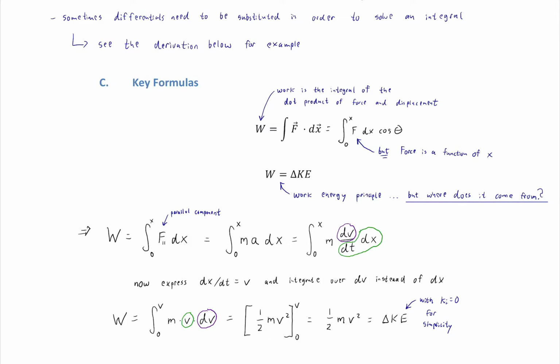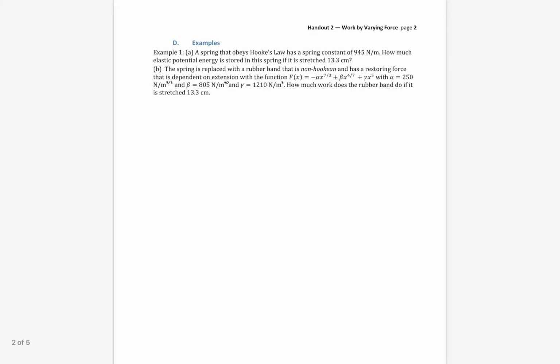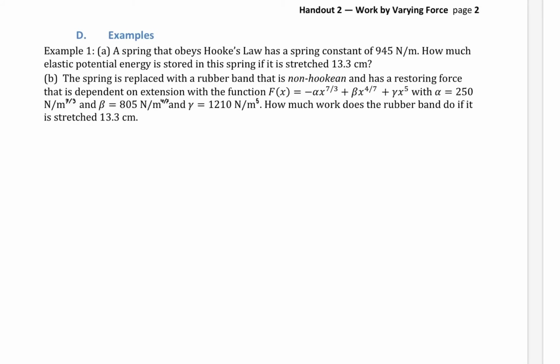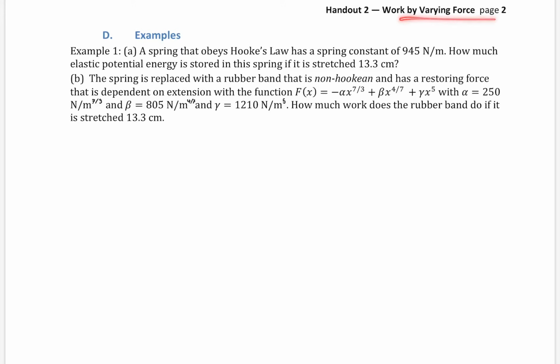Well, let's move on to the examples, finally. So two examples today, both about the topic of varying work. One is a 1D problem, and the second one is a 3-dimensional problem. First, our 1D problem. A spring that obeys Hooke's law has a spring constant of 945 newtons per meter. How much elastic potential energy is stored in the spring if it is stretched 13.3 centimeters?